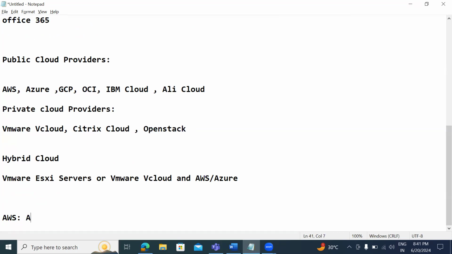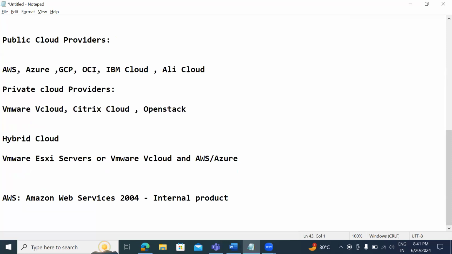AWS stands for Amazon Web Services. Amazon Web Services is one of the leading cloud service providers in the world, and it is a subsidiary of Amazon, started in 2004. How it started is, it began as an internal product.